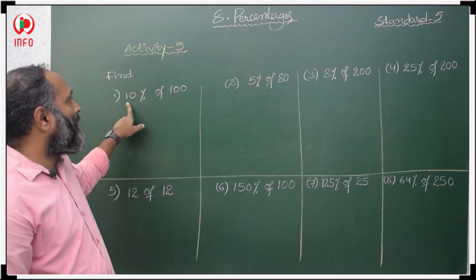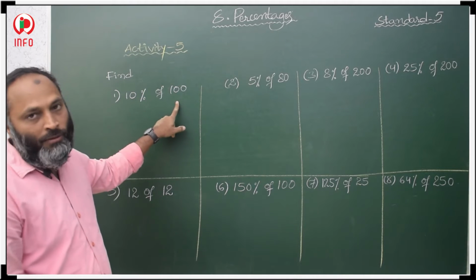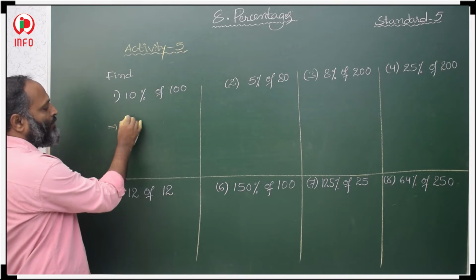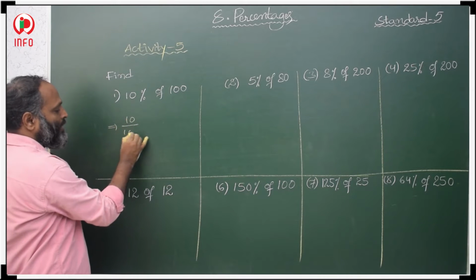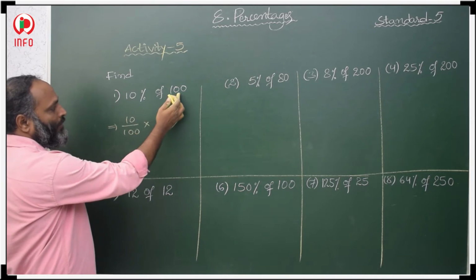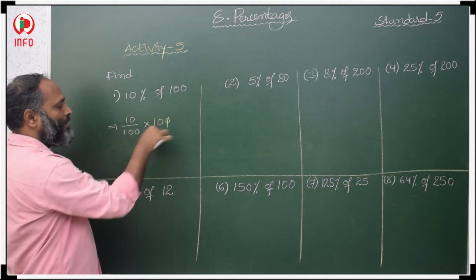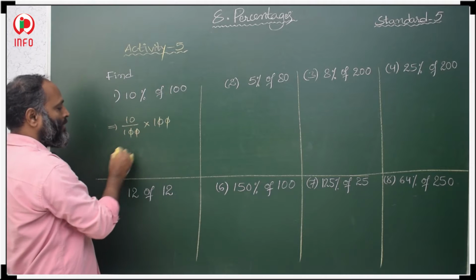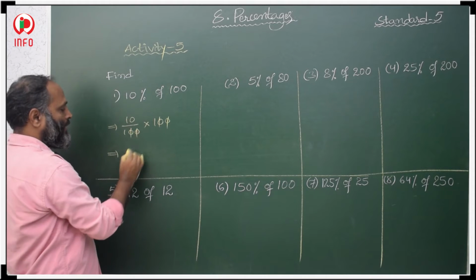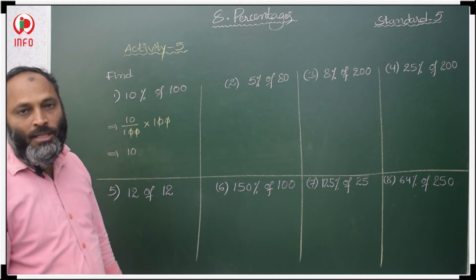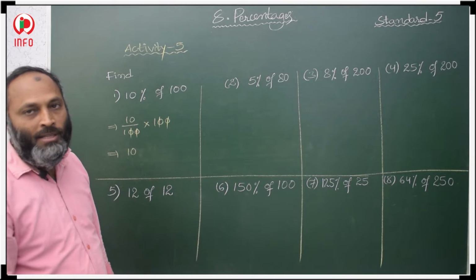Here, in activity 5, we have to find 10% of 100. First we take the given percent by the total percent, into the given number 100. Now simplify: the zeros cancel. Then 10 ones are 10 by 1, no need to write by 1. So 10% of 100 is 10.